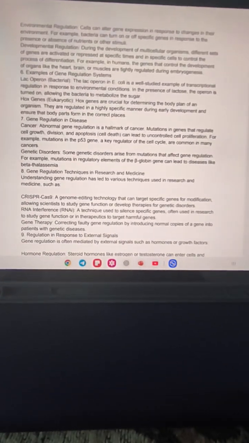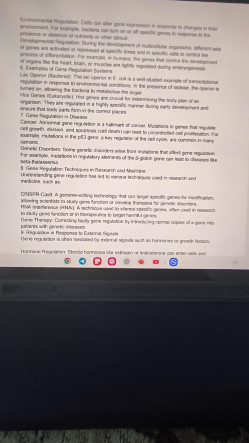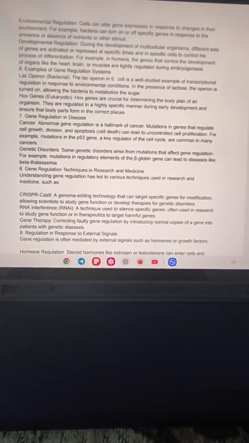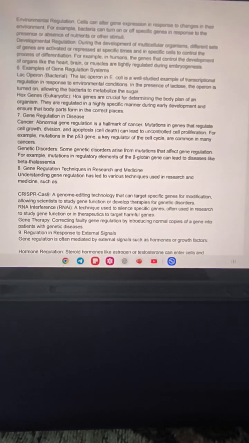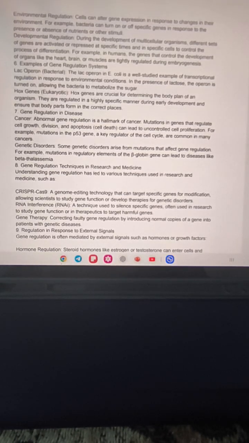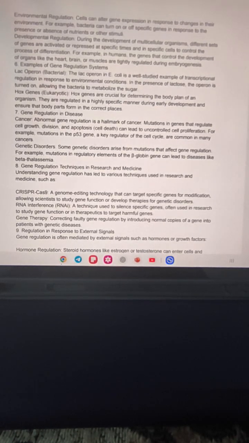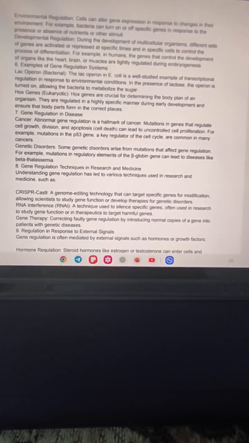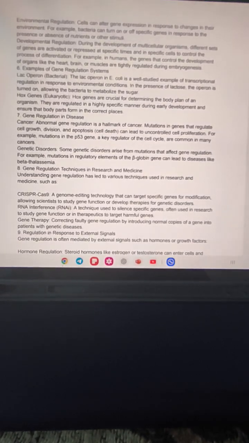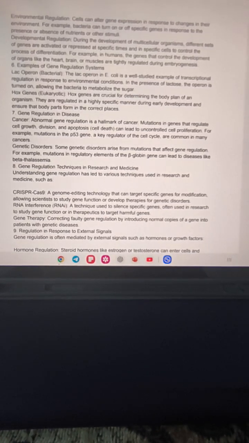Some examples of gene regulation systems are the lac operon, where the lac operon of E. coli is a well-studied example of transcription regulated in response to environmental conditions. In the presence of lactose, the operon is turned on, allowing the bacteria to metabolize the sugar. Hox genes: eukaryotic Hox genes are critical for determining the body plan of the organism. These are regulated in a highly specific manner during early development, ensuring the body parts are in the correct place.